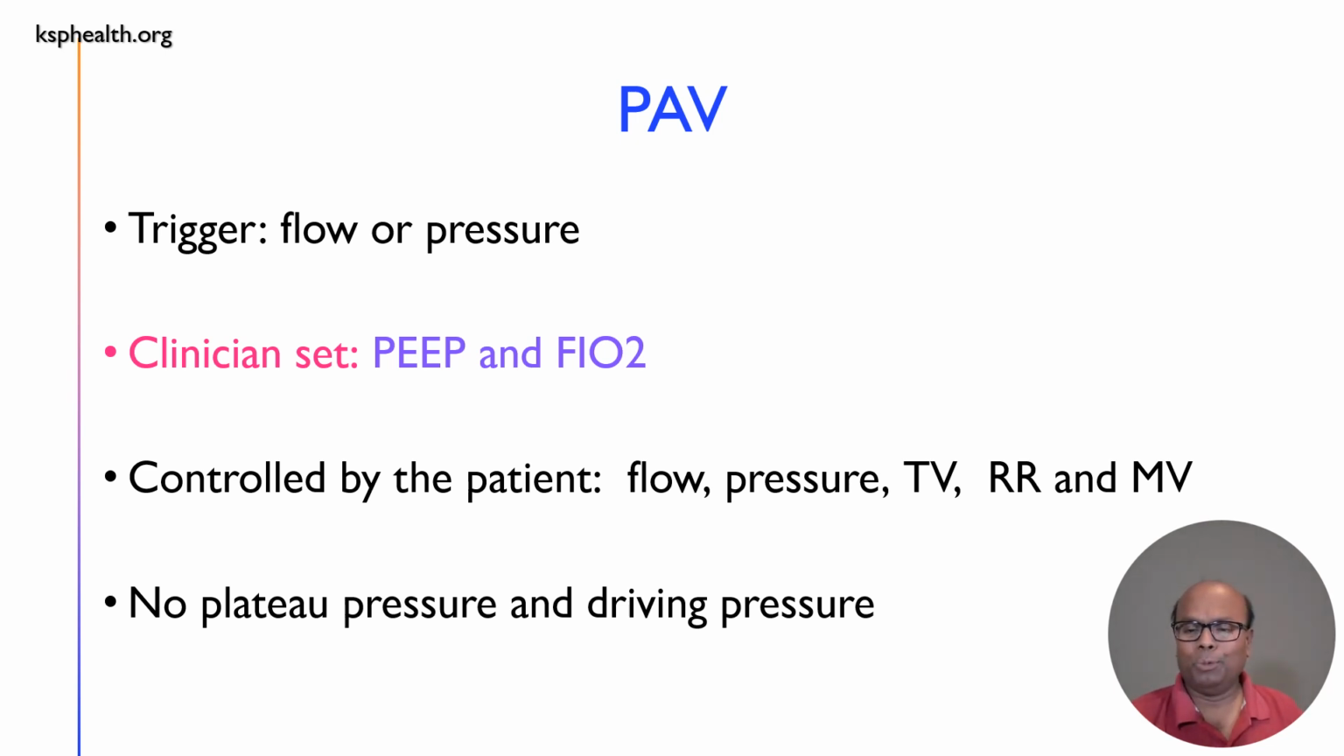Proportional assist. There are 2 other modes we are going to talk about, proportional assist and NAVA. They are very good as far as ventilator synchrony and also very good weaning modes. The unfortunate thing is you need to use that particular ventilator in order to have those 2 modes. In fact, I'm going to discuss proportional assist ventilation, where you set only the PEEP and FiO2. The patient determines flow, pressure, tidal volume, breath rate, and minute ventilation. As a result, it doesn't cause barotrauma or volutrauma.